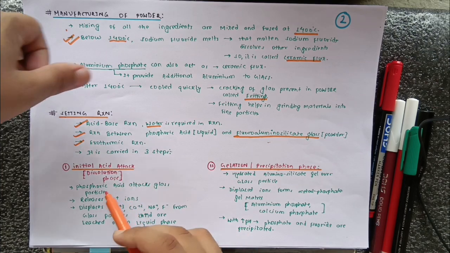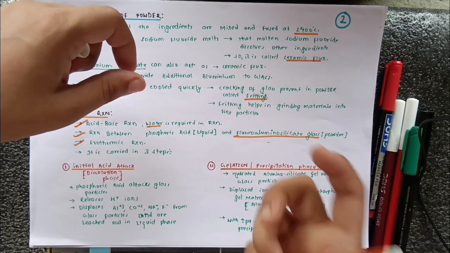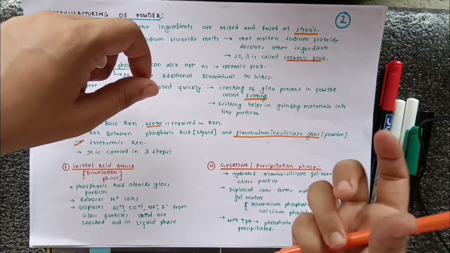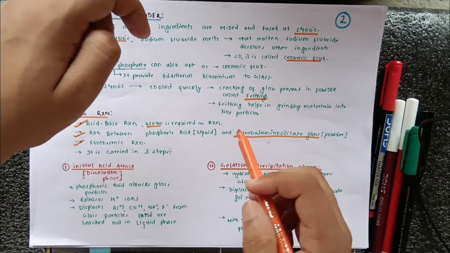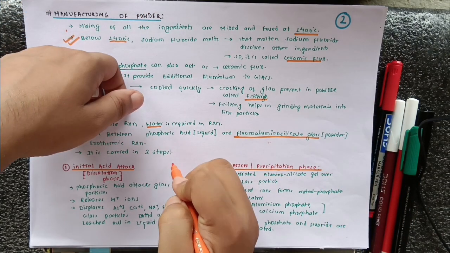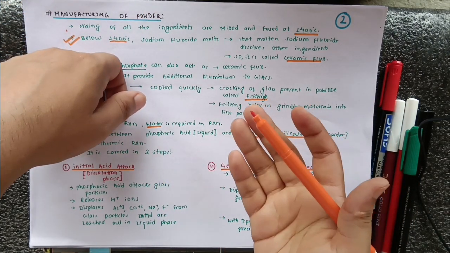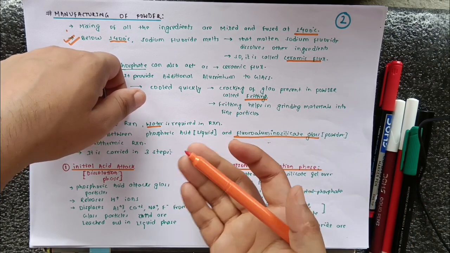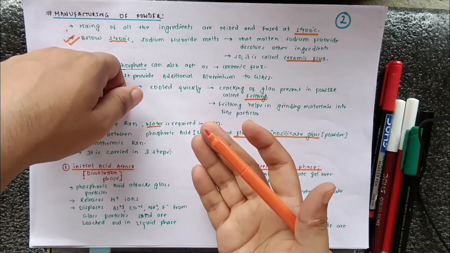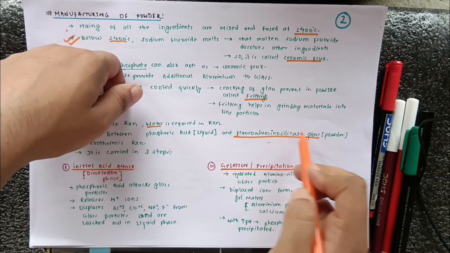In this phase there is an attack of the hydrogen ions, hydrogen ions that are released by the phosphoric acid. So just think that phosphoric acid, H3PO4, is the acid. It releases H plus, and that H plus would react with these glass particles.